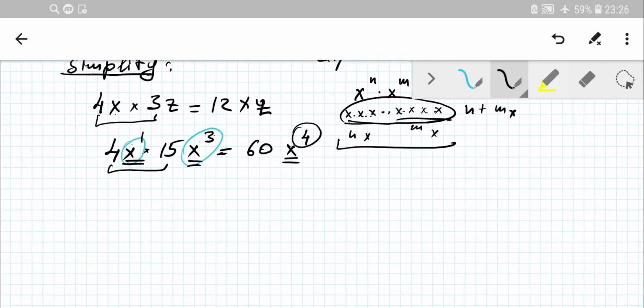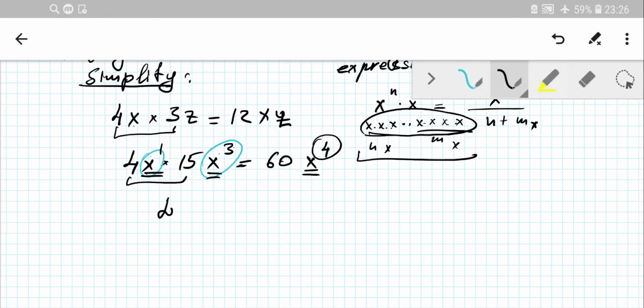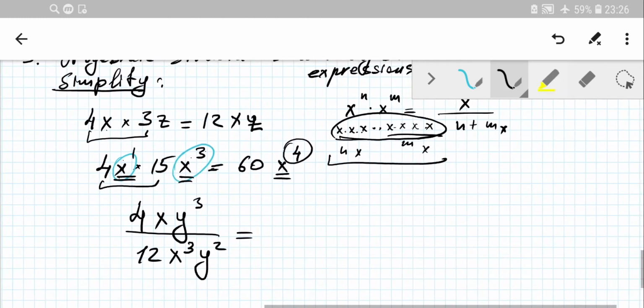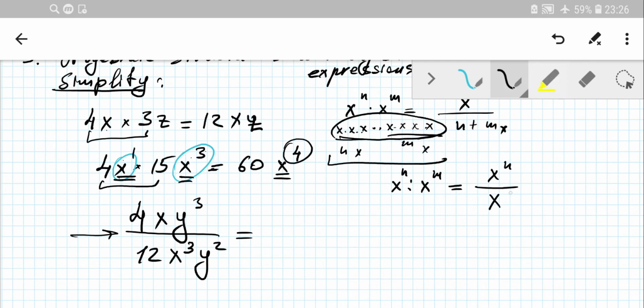That's the same, and it might be not only multiplication, it might be division. For example, let's take a more complicated structure like 4x times y cubed over, let's say, 12x cubed and y squared. In this case, you will probably use the division rule for indices. So for division, you simply represent it as a fraction. So in this case, it's a fraction, but generally it means division. So for division, you just simply take n minus m as the result.